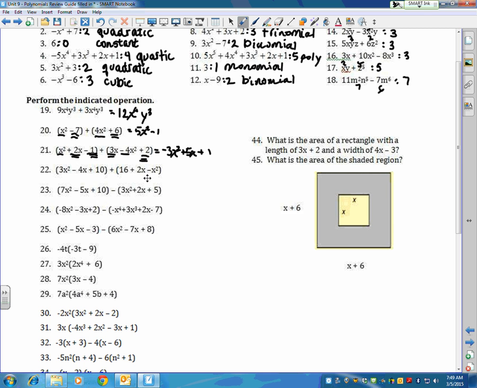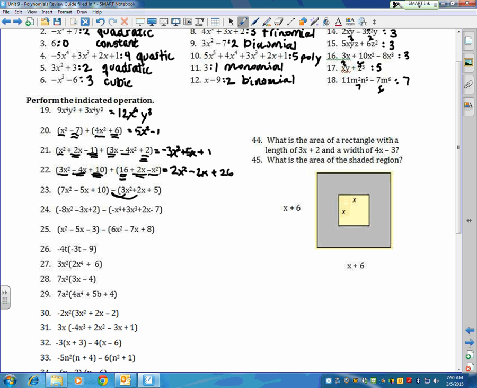Okay, on this one, the highest power is still x squared, so I'll do 3x squared minus x squared, or it's really plus negative x squared, gives us 2x squared. Negative 4x plus 2x gives us negative 2x. And then positive 10 plus 16 gives us 26. That's your final answer.